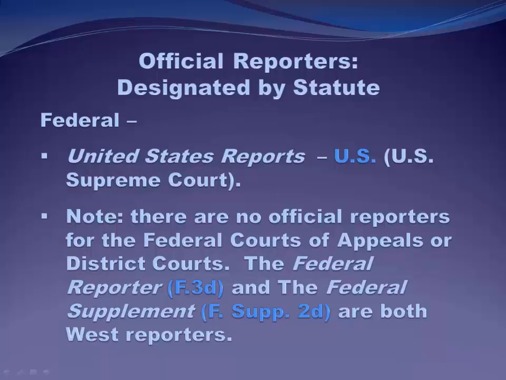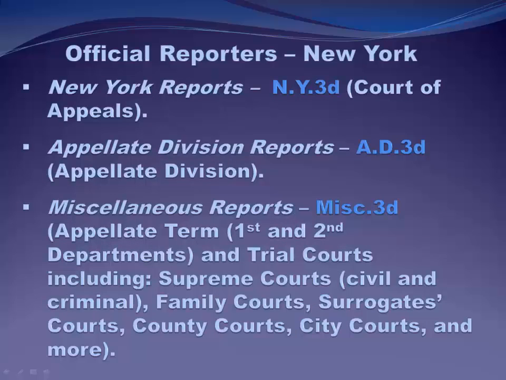So, an official report is designated by statute. At the federal level, we have the United States Reports, and for the federal circuit and for the federal district courts, there are no official reporters. So the only place we're going to find these particular cases in print are the Federal Reporter, which we're up to the 3rd series now, so it's F.3d, and the Federal Supplement, F.2d, we're up to the 2nd series. Those are both West reporters. For New York, we do have an official reporter for each level of our hierarchy.